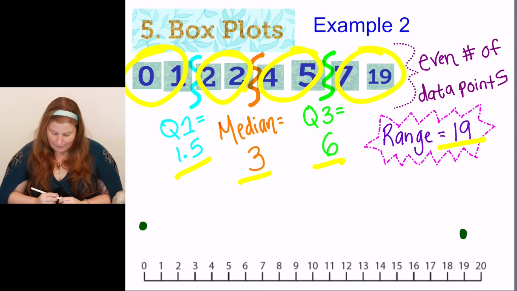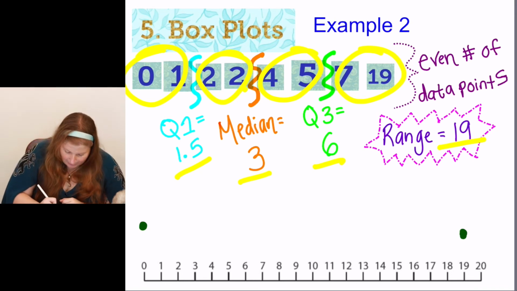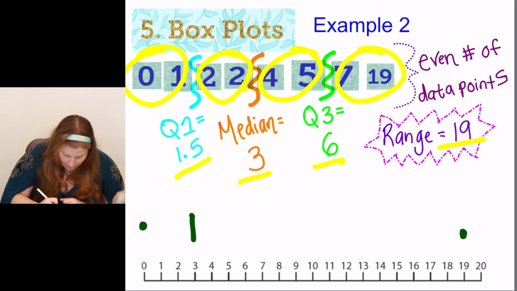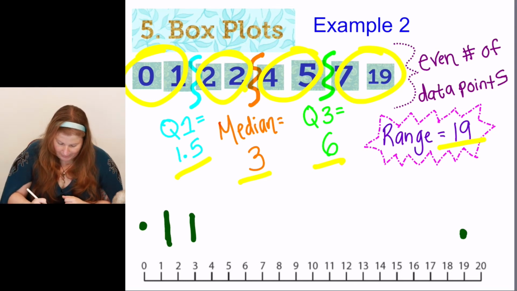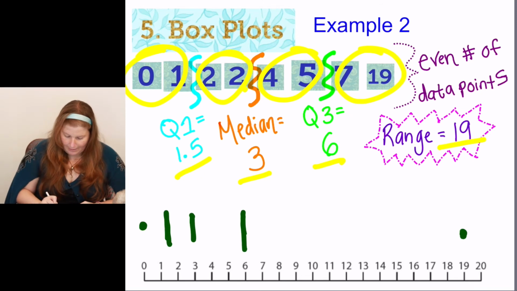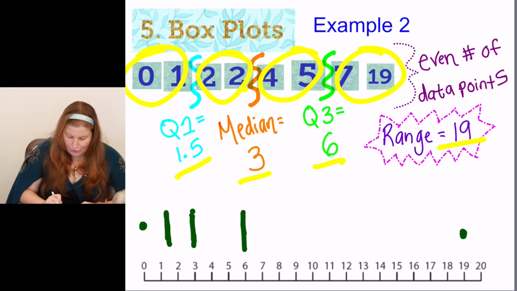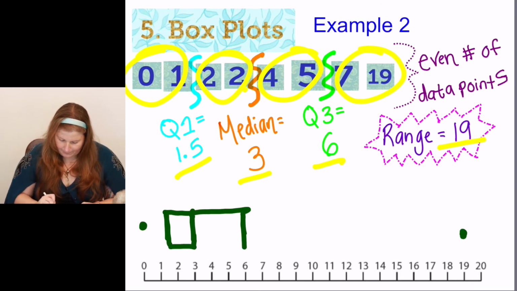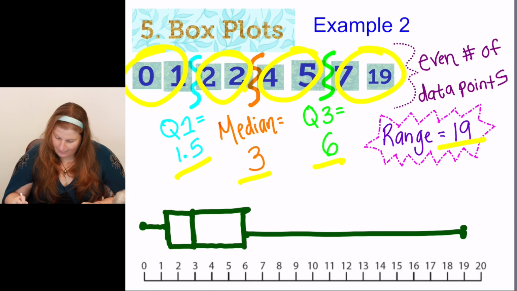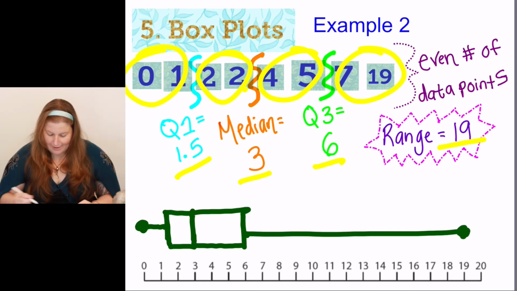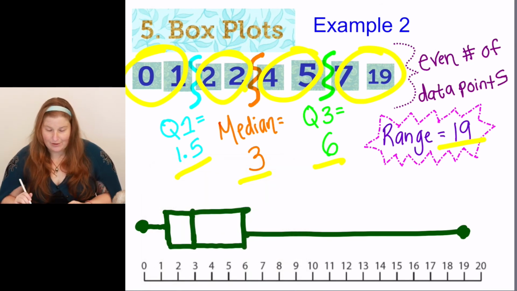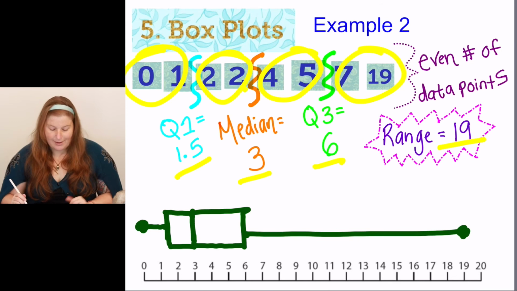The next thing that I'm going to do is mark off the median, which is 3, by drawing a line. And then I'm going to mark off Q1, which is at 1.5, and Q3, which is at 6. All right. So I'm going to draw a box with my 3 lines. And then I'm going to draw a line connecting the beginning and end of my data set to show my range. The last thing I'm going to do is make sure I label each of these points to show my viewers where all of these things are.